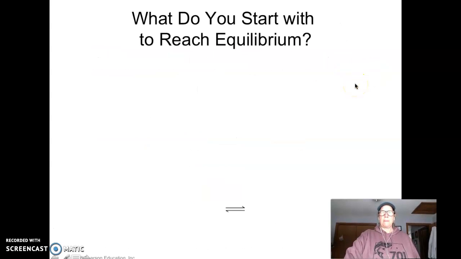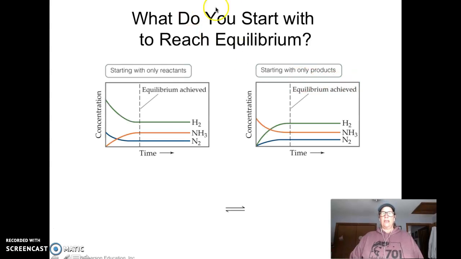Okay, so what do you start with to reach equilibrium? Here's the Haber process. We have hydrogen, nitrogen, and ammonia. If we're starting with the reactants, of course here's our hydrogen, here's our nitrogen, and here's our product, ammonia. When the numbers don't change anymore, they're never going to be equal to each other, because of the different stoichiometry amounts. So here is where they don't change anymore though. So this is equilibrium when we start with reactants.